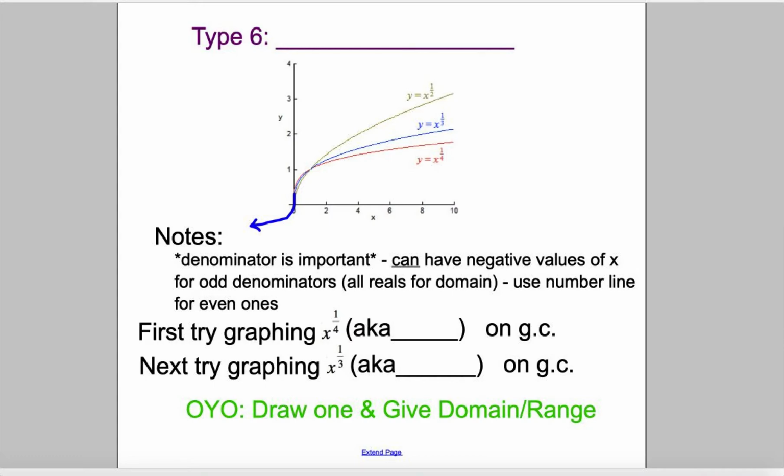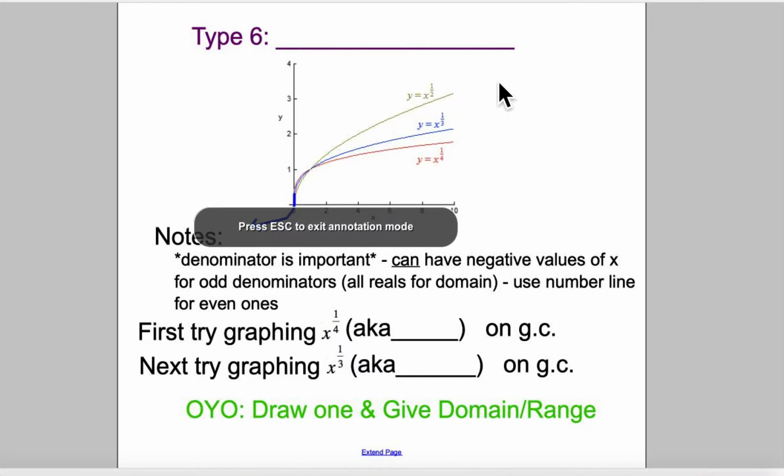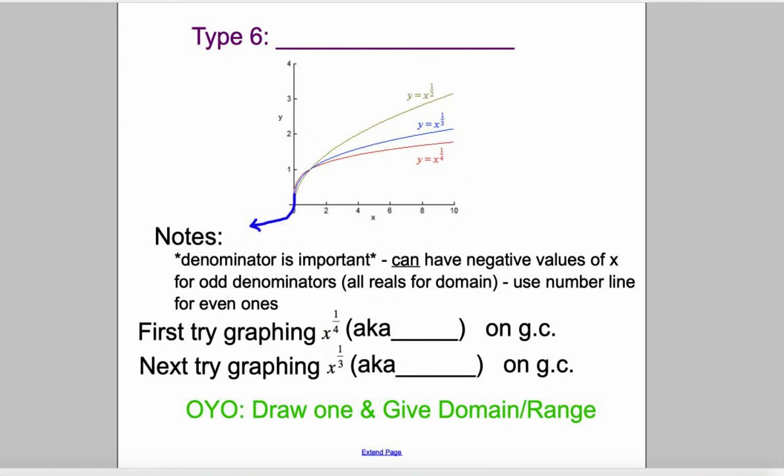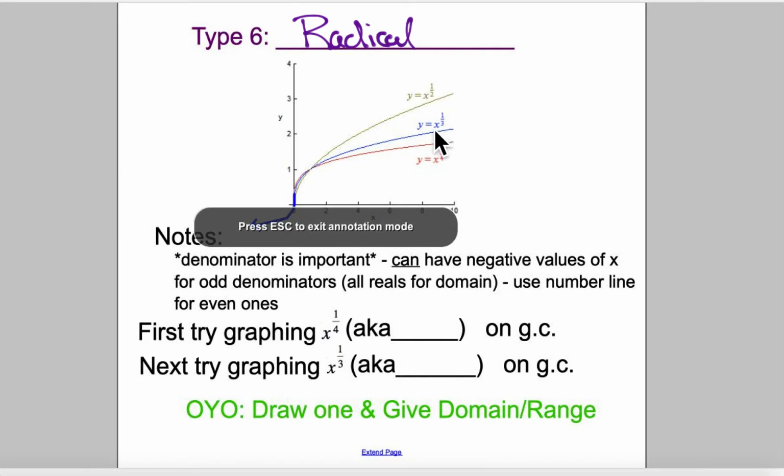All right, moving on to the sixth type here. We've actually seen these before. If you've seen x to the 1/2, x to the 1/3, 1/4, we know what the rational exponents mean, and that means radicals. So these are all radical functions. Now I added a little bit to the blue one because the graph was kind of incomplete.